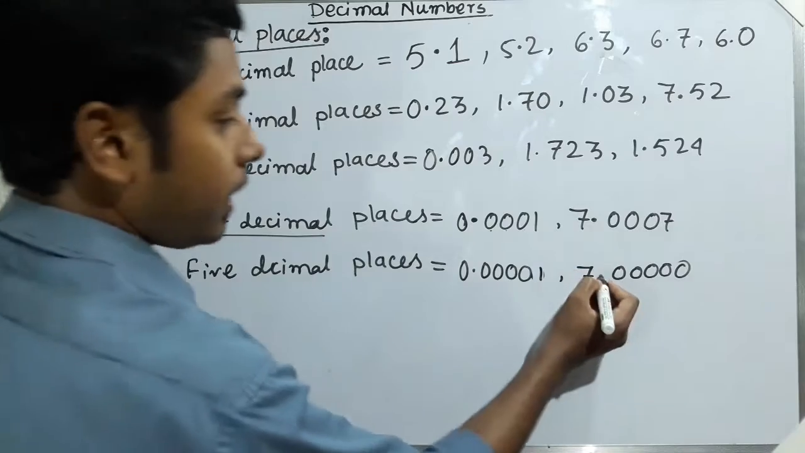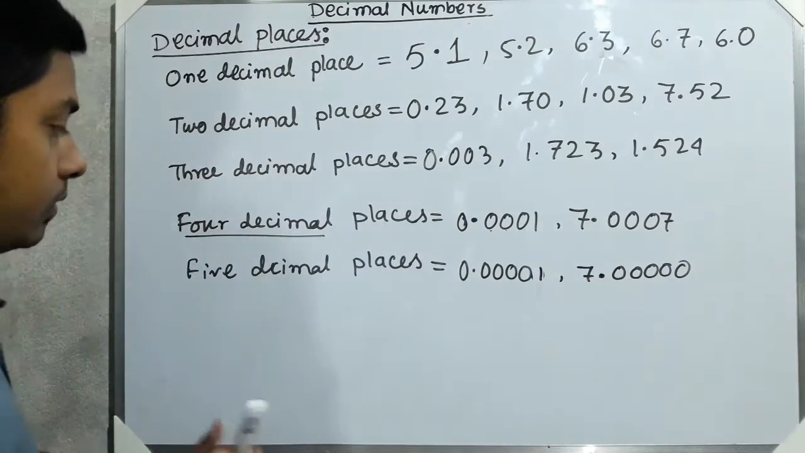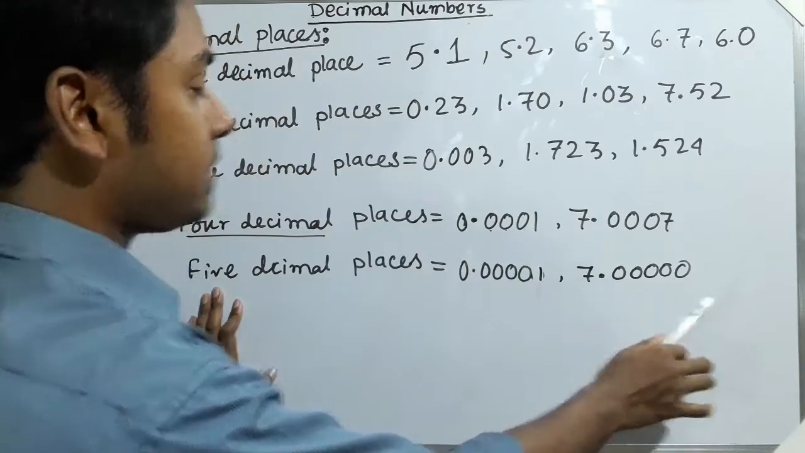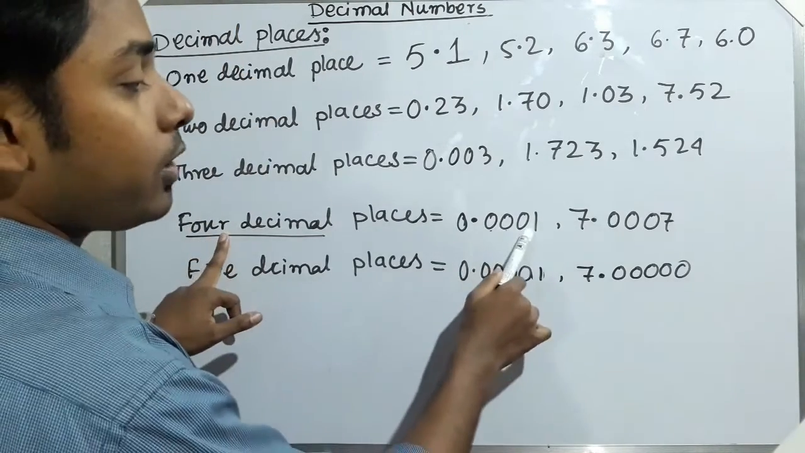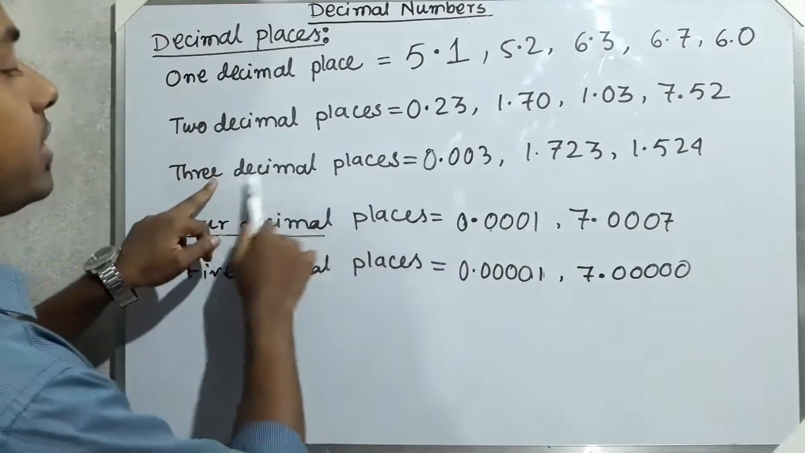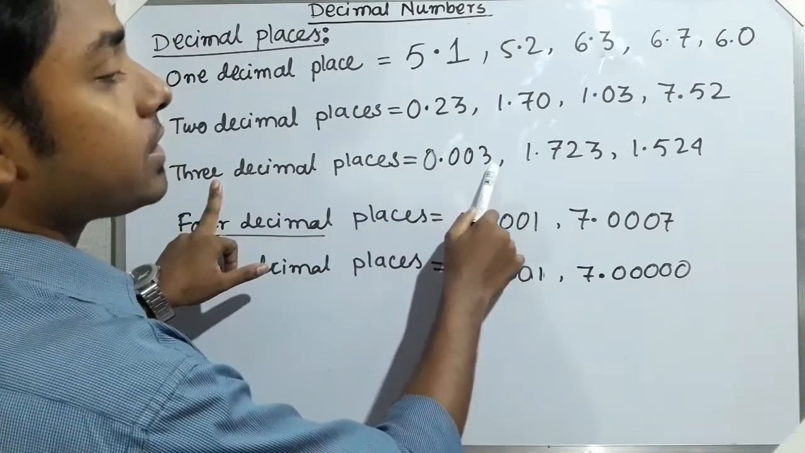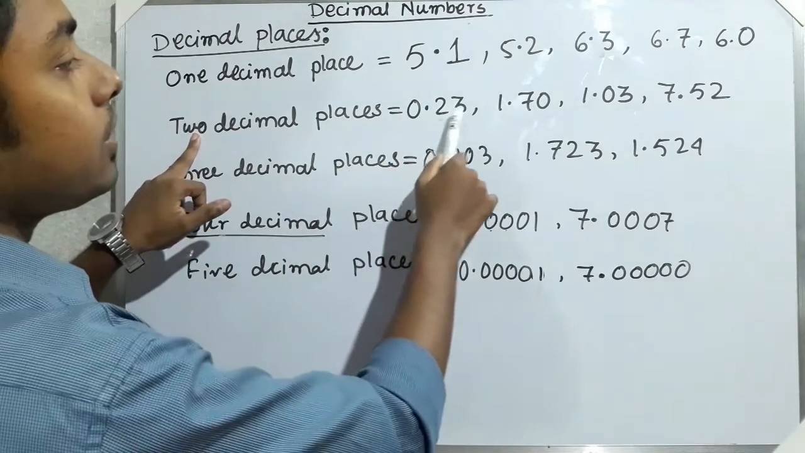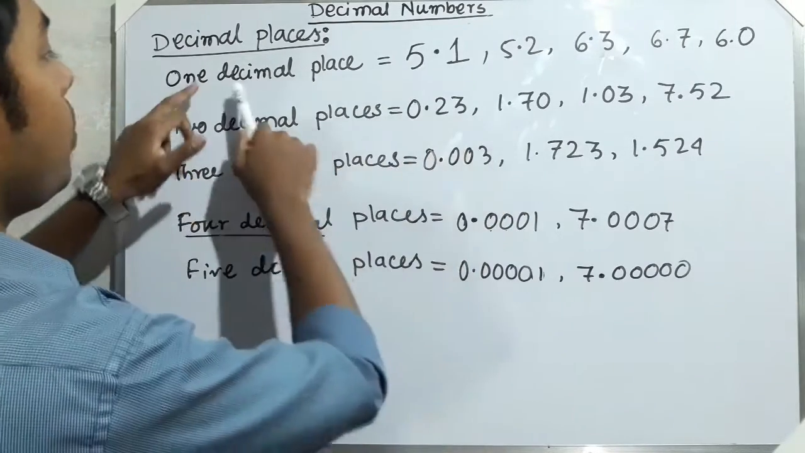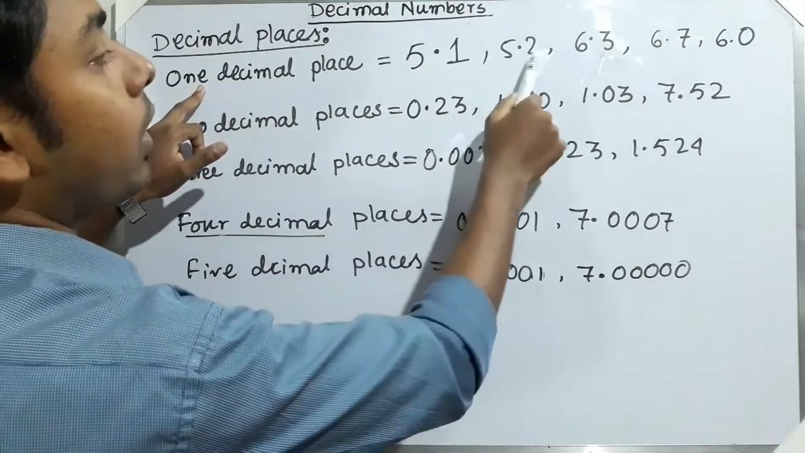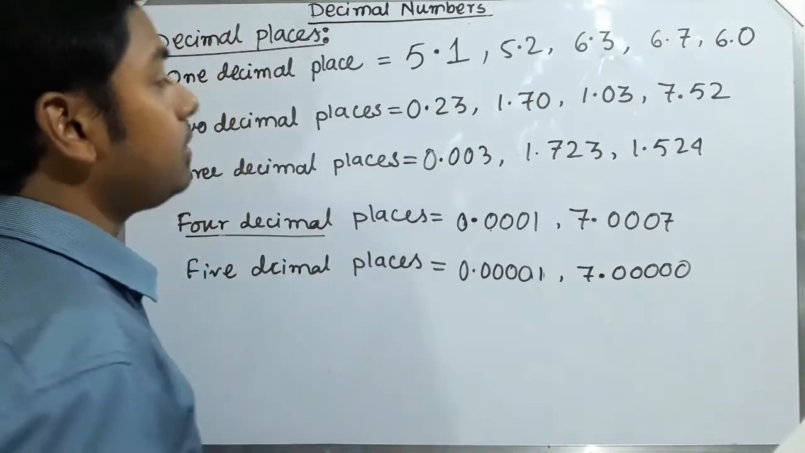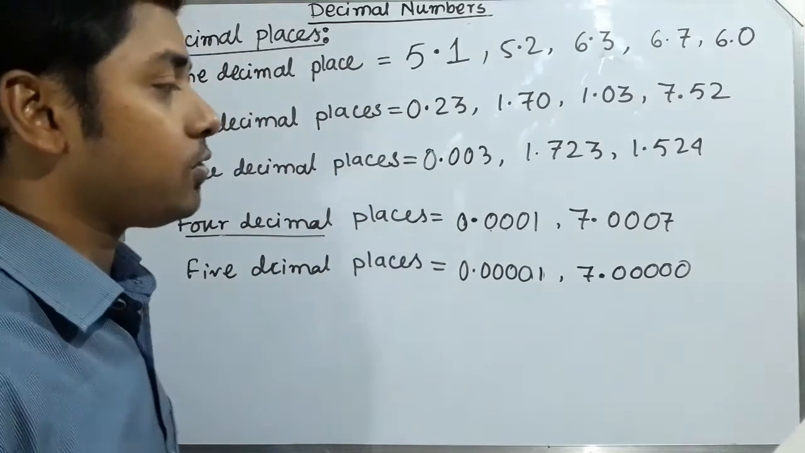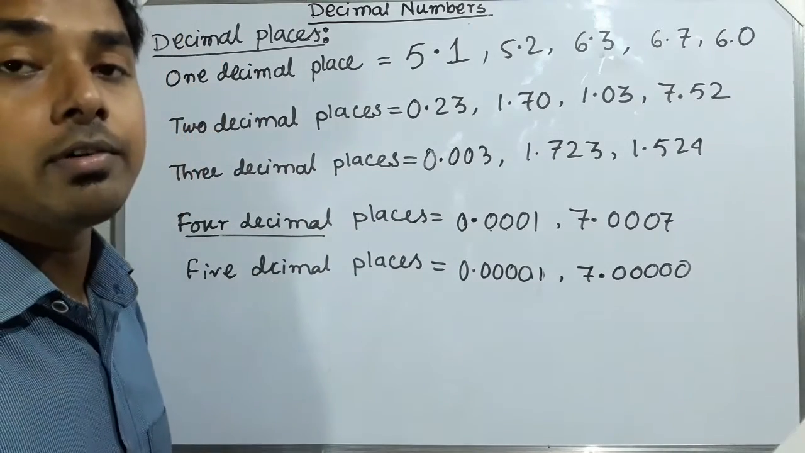You can see here, five decimal places means after the point there will be five digits. Four decimal places, after the point four digits. Three decimal places, after the point three digits. Two decimal places, after the point two digits. One decimal place, after the point one digit. Okay, this is the information regarding decimal places. So first of all, pause the video to note it down, then we will go forward.